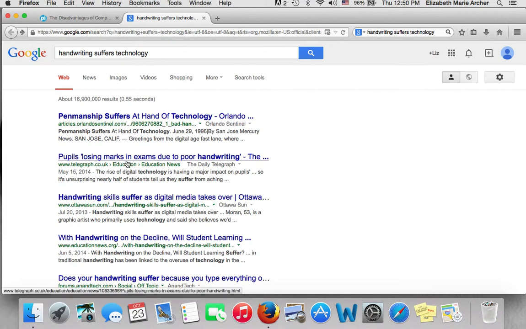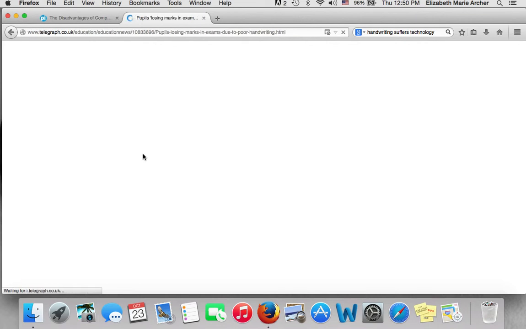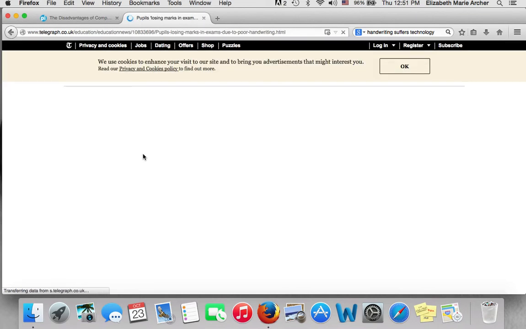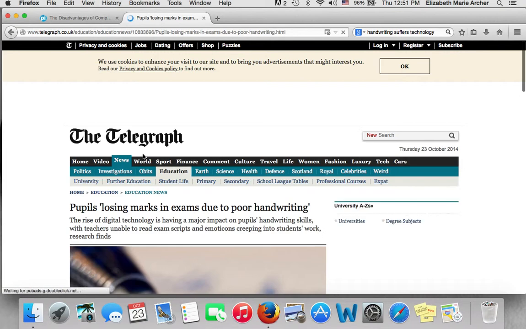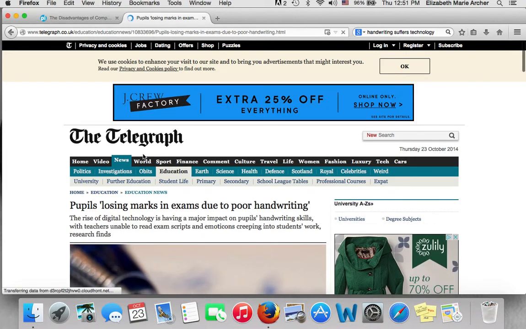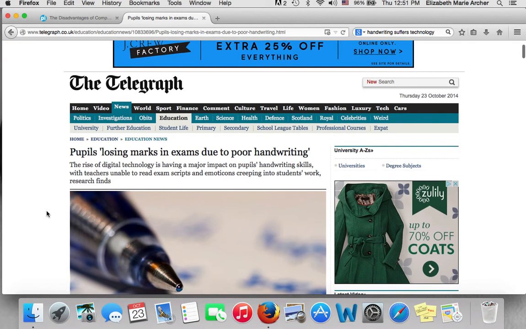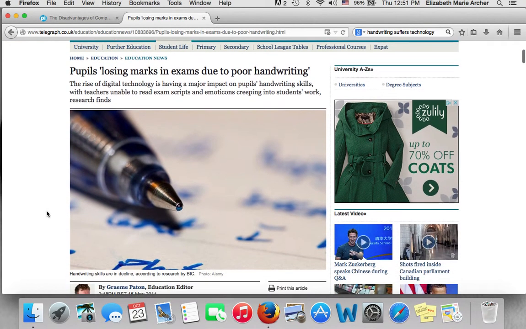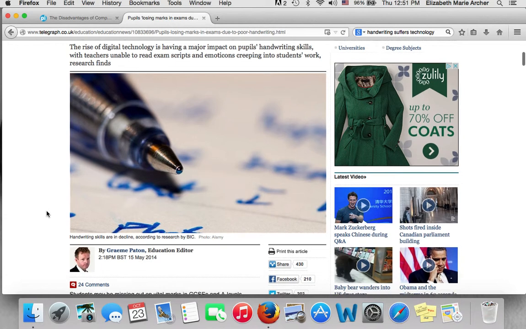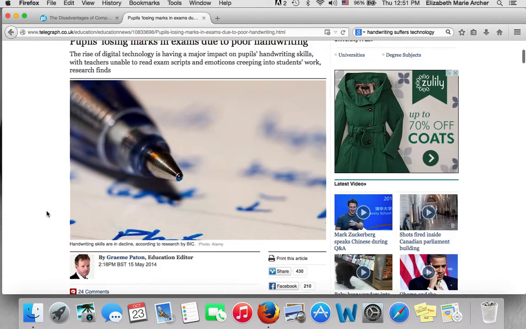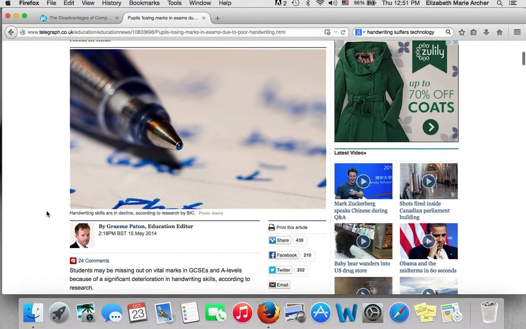Pupils losing marks in exams due to poor handwriting. Let's see. Oh, this is from the UK, huh? The rise of digital technology is having a major impact on pupils' handwriting skills, with teachers unable to read exam scripts and emoticons creeping into students' work. Interesting.